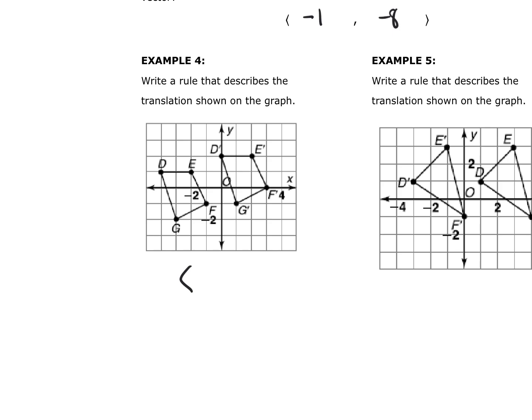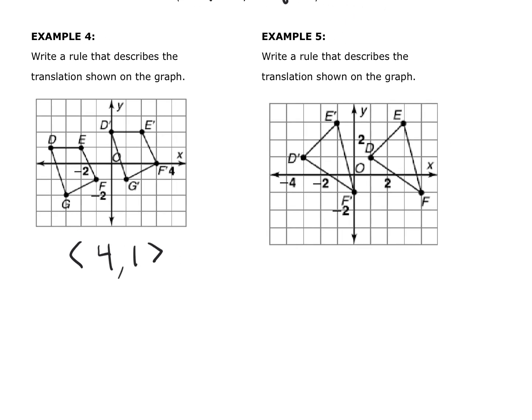So it's up and to the right. It goes 1, 2, 3, 4 to the right, and then we're going up 1. So 4, 1 is our translation vector. And that is the same for all of these points. 4 to the right, up 1.